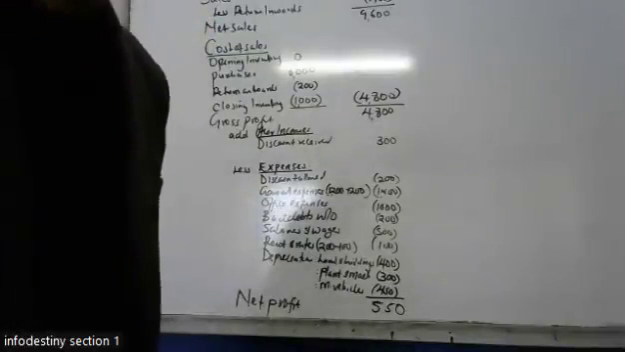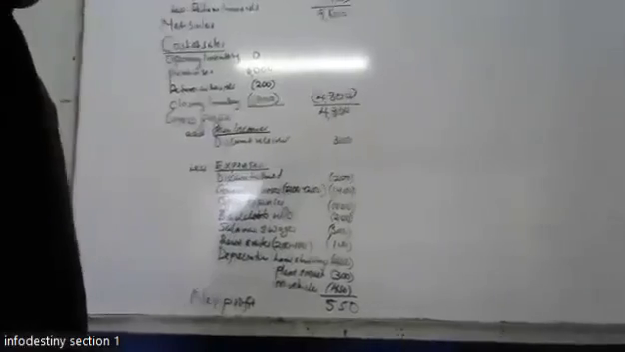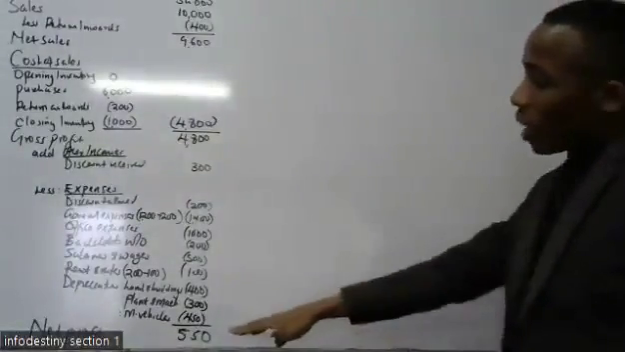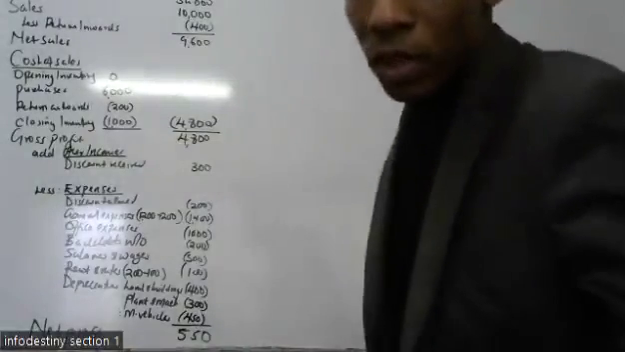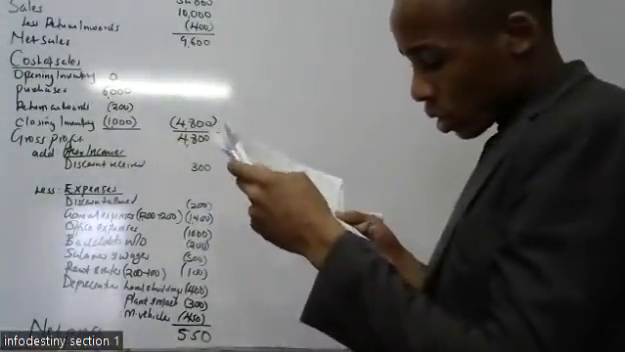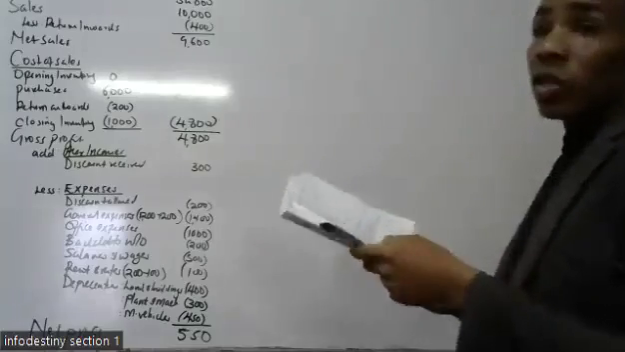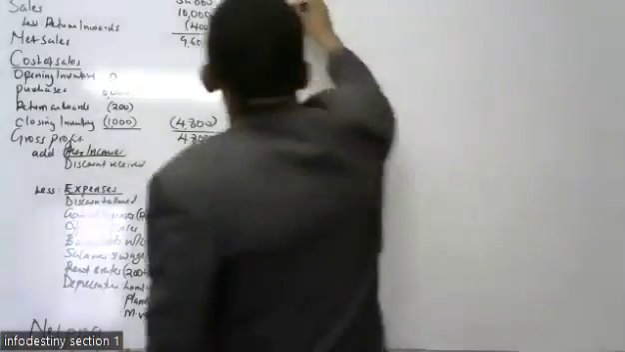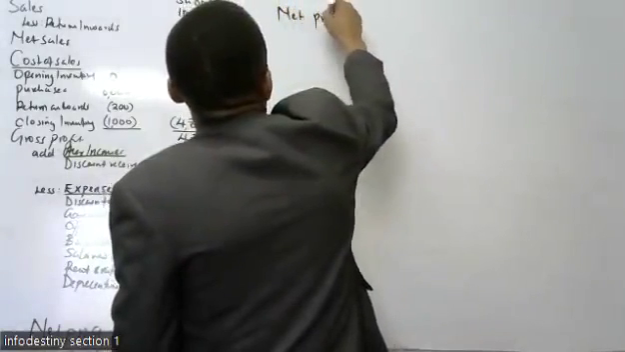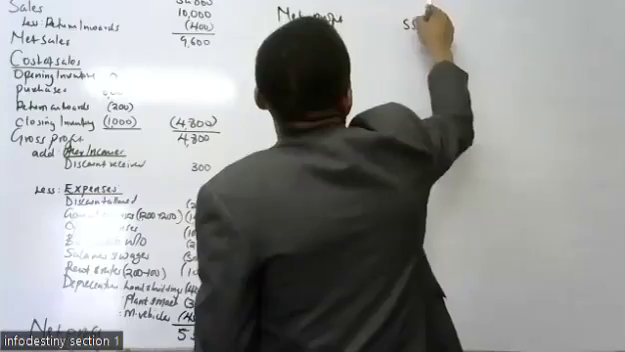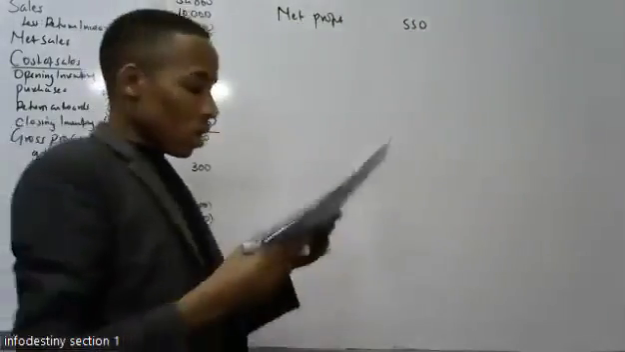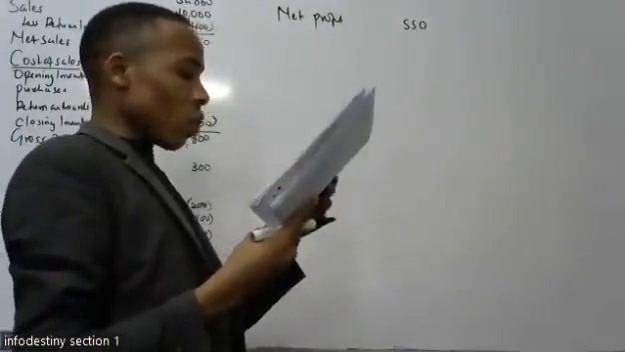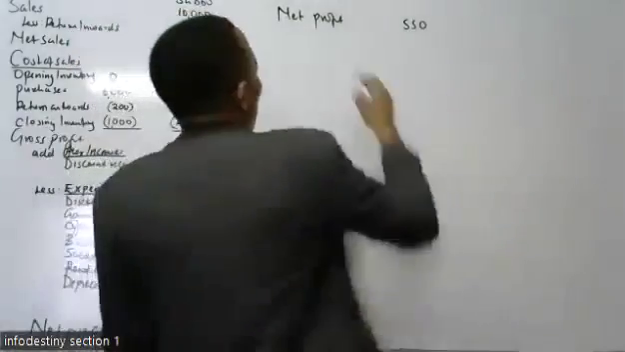And they also wanted the appropriation account. So we continue with the appropriation account. So we start with the net profit. Did we have interest on drawings? No, we are not given interest on drawings. So let me record mine up here. The net profit is 550, right? We don't have interest on drawings, so we less interest on capital.